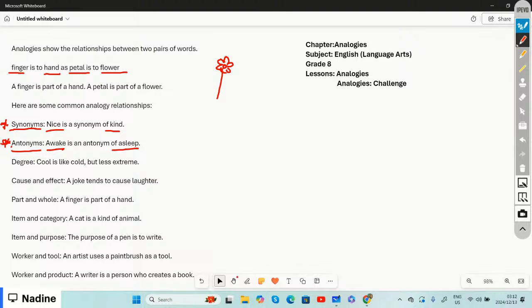So awake is the antonym of asleep. If you're not sleeping, you're awake. If you're not awake, you're asleep. So awake is the opposite of asleep, but it goes hand in hand. That's the relationship between one another.